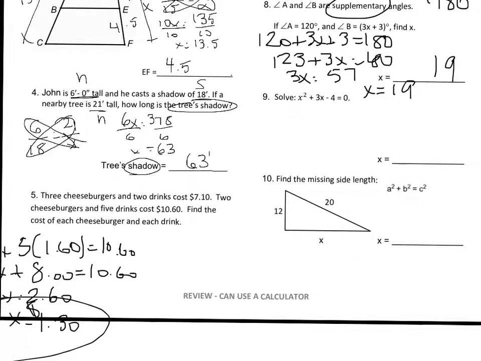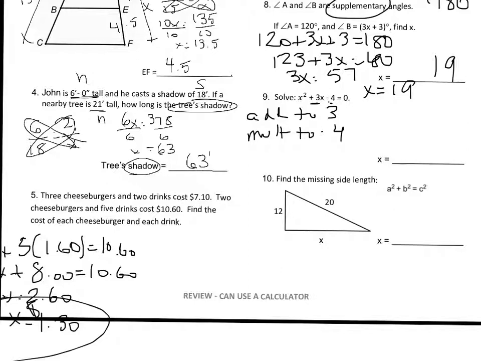Here we go, two more questions. Solve x squared plus 3x minus 4. What I want you to start thinking about is quadratics, x squared. One way to solve a quadratic is either the quadratic formula or by factoring. In this case, factoring is going to be a little easier. So we take our c, which is -4, and our b, which is 3, and we need to find two numbers that add to 3 and multiply to -4.